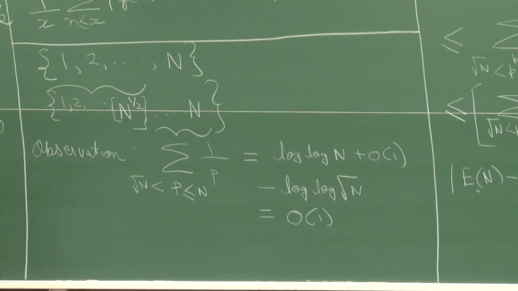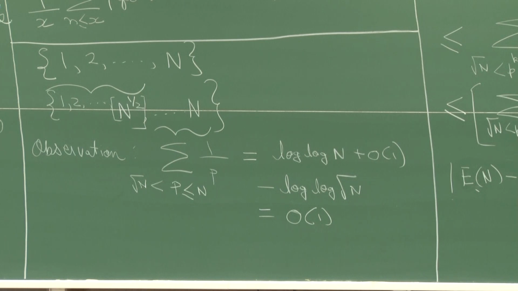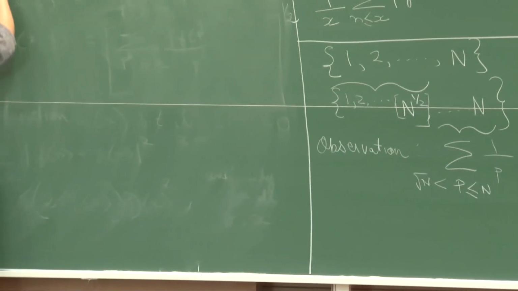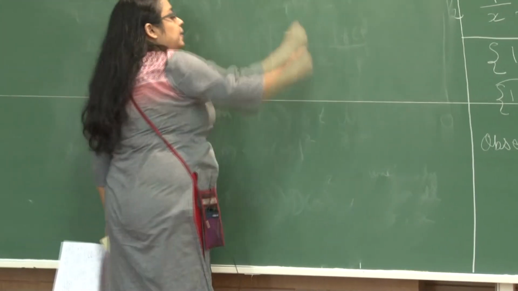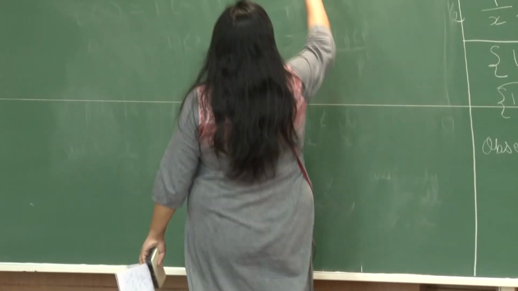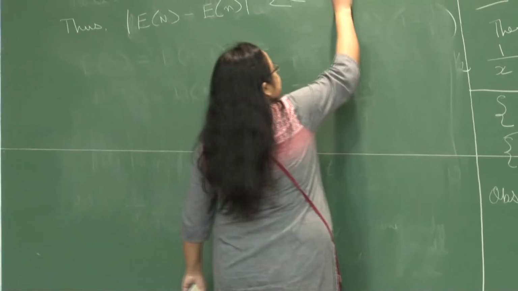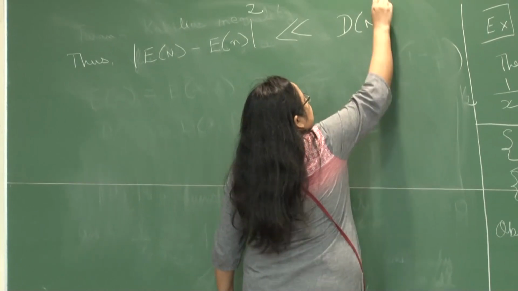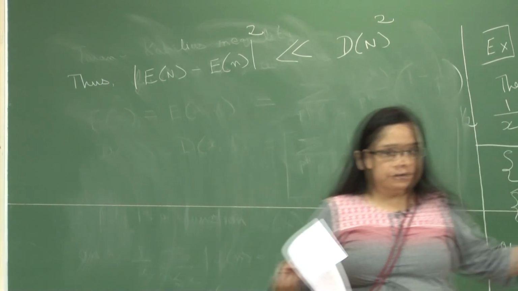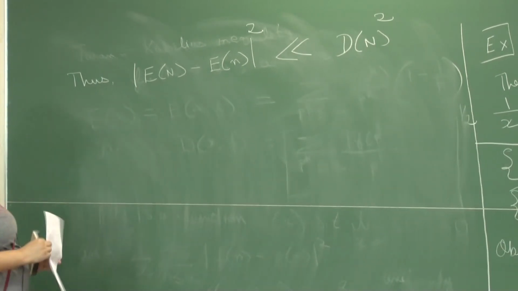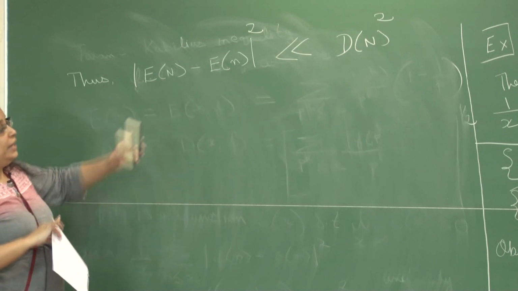And so with that choice at which to divide your interval, your set of numbers up to capital N, what you end up getting is the absolute value of E of n minus E of little n, whole square, is less than or equal to D of n whole square times something which is O of 1. We are all set, right? So far so good. Now, why are we doing this?